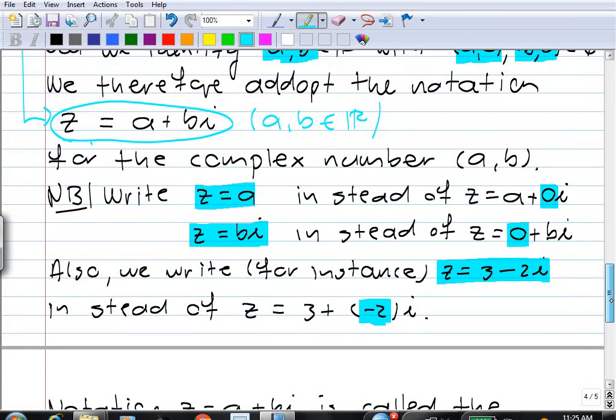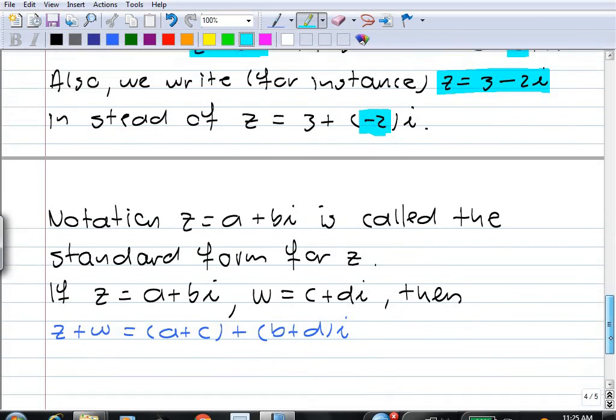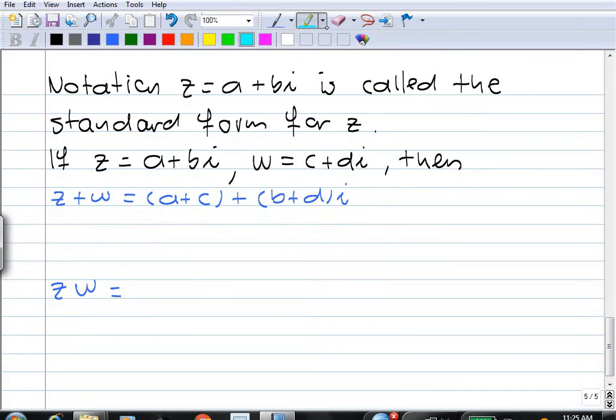Now, this is called the standard form for a complex number z. This z equals a plus bi notation. Now, what does addition and multiplication look like in this notation? Well, if we add, remember, we just add the real parts and we add the imaginary parts, so that's quite simple. Multiplication is not very nice. You don't need to remember this slightly complicated definition for multiplication of complex numbers.